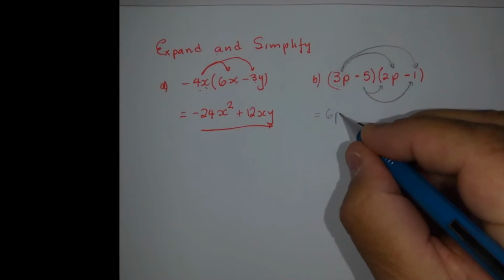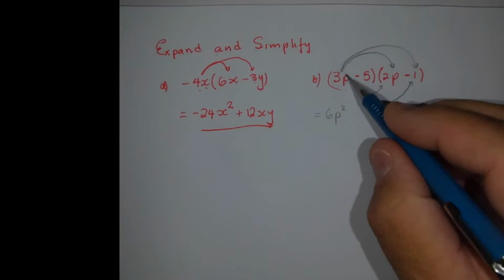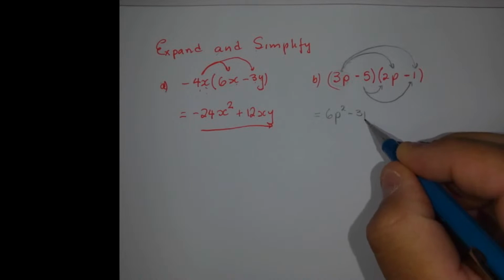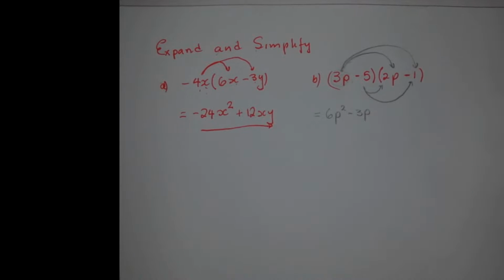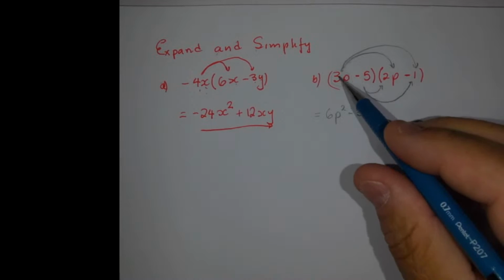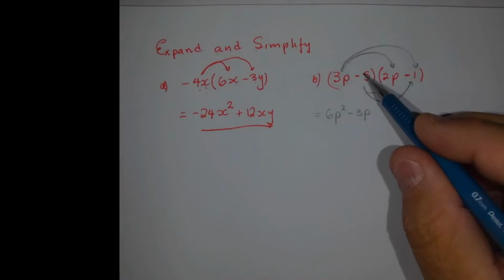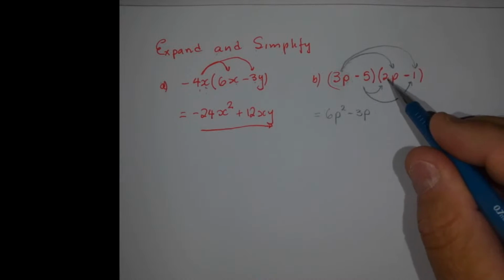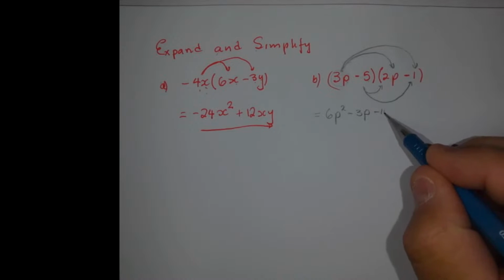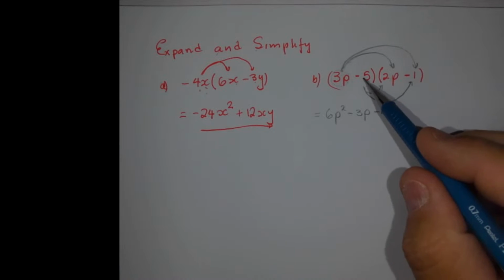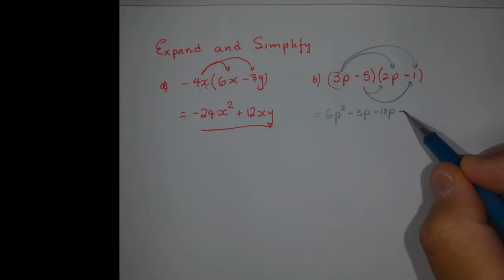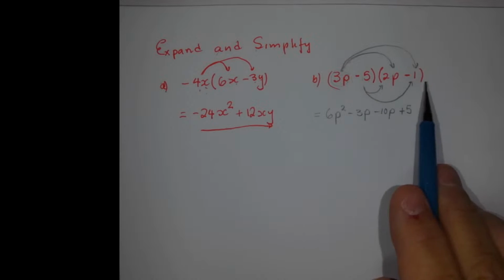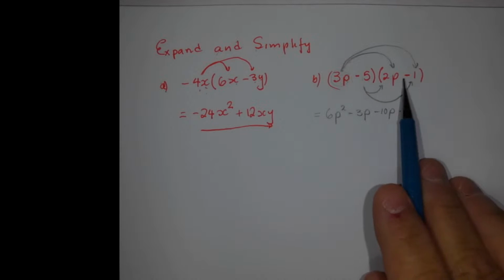so that would be 6p squared. Then I multiply the 3p by the second term, which is minus 1, so 3 times minus 1 is minus 3, and then p, because the variable you cannot leave behind. Then I go to the next term, minus 5. I multiply minus 5 times 2p, so minus 5 times 2 is minus 10p, and then minus 5 times minus 1 gives me positive 5. Once I've done that, I have basically removed the brackets by means of multiplication, using the distributive law.